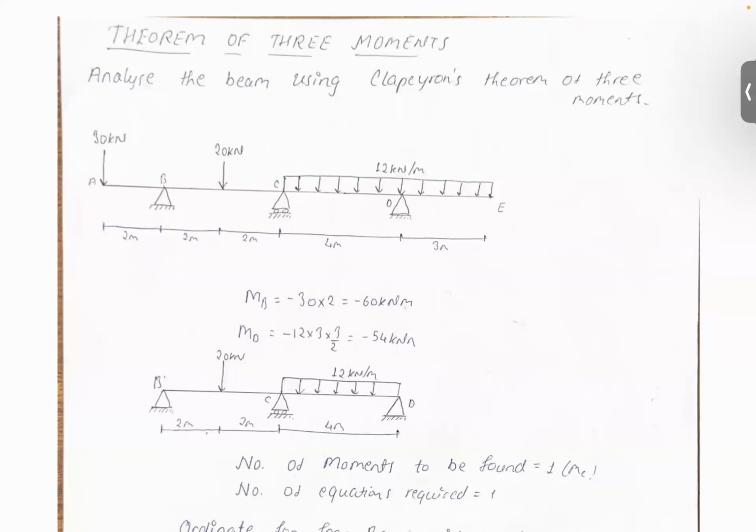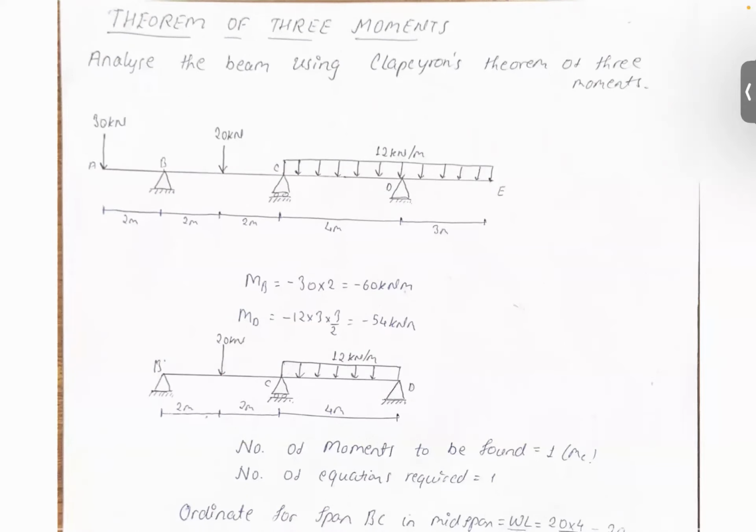In this problem, we will analyze the beam using the theorem of three moments. In this beam, the points A and E are at free ends, B and D are at pin supports, and C is on the roller support. Since A and E are at free ends, we can calculate the moments at B and D.